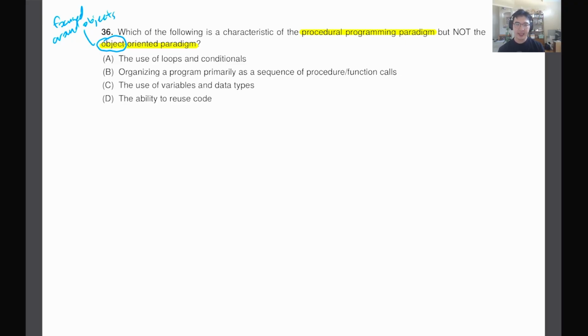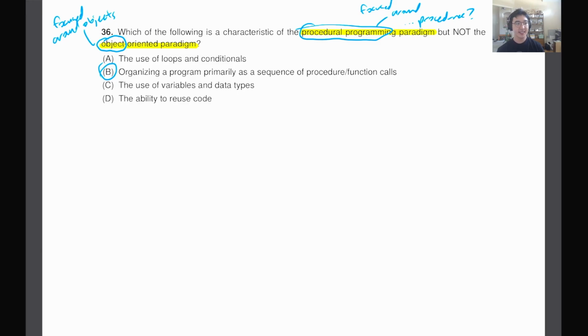And because of that naming scheme, we might be able to reason that if the object-oriented paradigm is focused around objects, maybe the procedural programming paradigm is focused around procedures. Again, that's if you don't know what each term actually is. Definitely add it to your vocab bank and write the definition down, but that's a good assumption. So looking at A, B, C, and D, which one makes the most sense? Well, B.